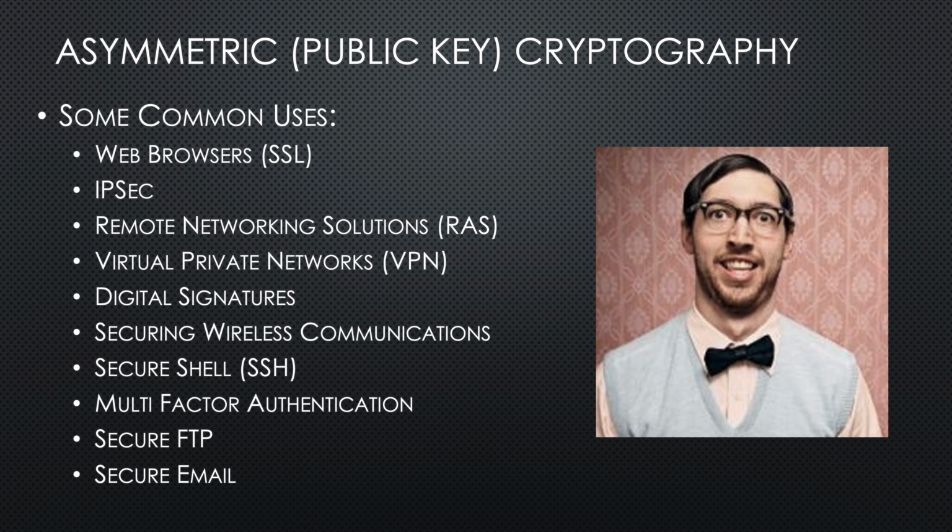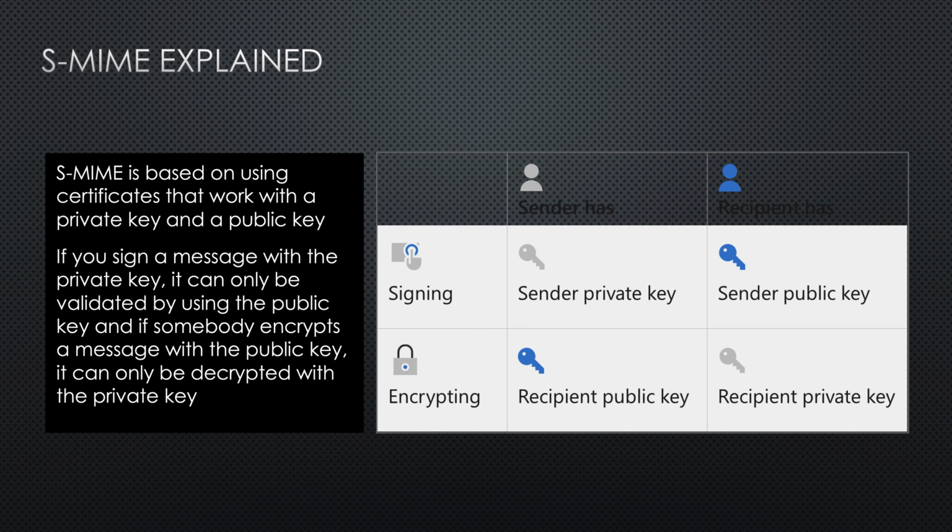Some examples of technologies that use asymmetric cryptography: web browsers, SSL for example, IPsec. IPsec is a security algorithm which negotiates. Once we've agreed that you are authentic, then we shake hands and we agree to negotiate a security algorithm. Virtual private networks, digital signatures, secure shell, multi-factor authentication, these are all examples of technologies that use asymmetric cryptography.